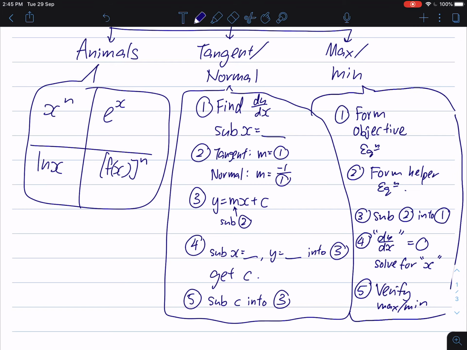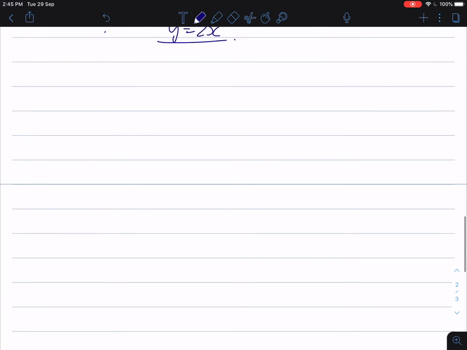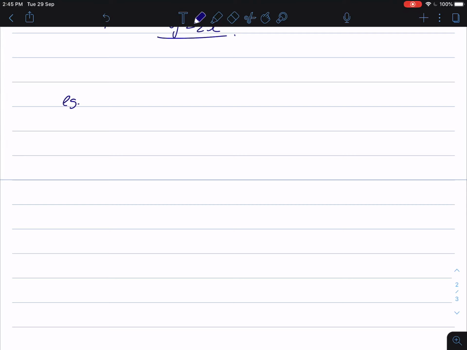Okay, first thing first, we're going to look at the first 2 steps: form the objective equation and form the helper equation. Let me give you an example over here. Let's say I'm given a 100-meter wire and I want to bend it into a 4-sided shape. Suppose it all has right angles, so I want to bend it into a rectangle over here. And I'm wondering to myself, what shape should I bend such that the area is maximized? Maximize the area.